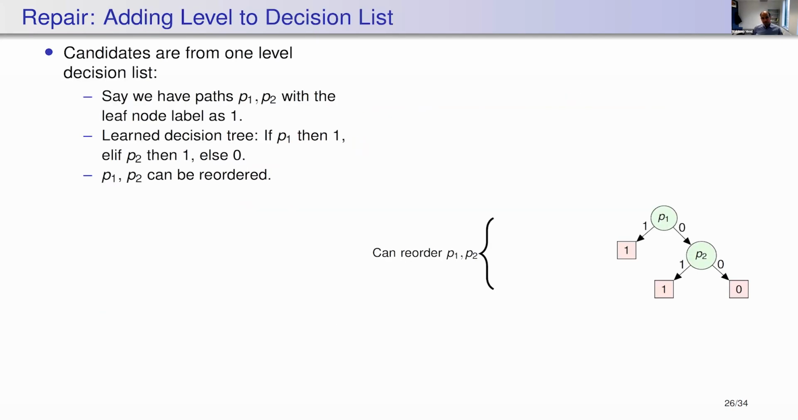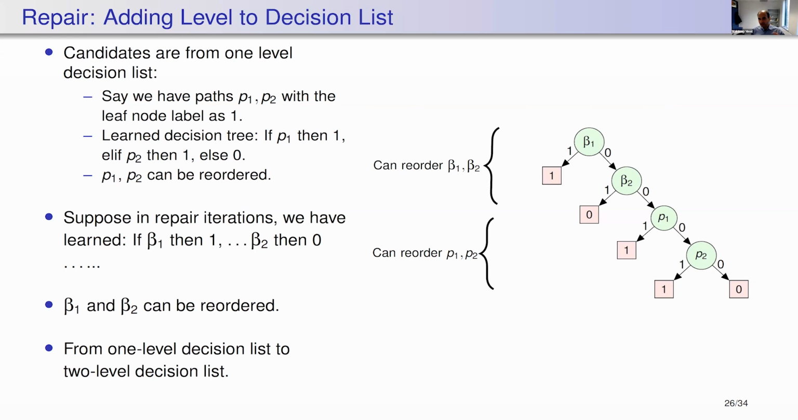So what is going on now? We started with a one-level decision list. Now we are doing additional repairs. They look of the form if beta 1, then 1, if beta 2, then 0. And it turns out on closer observation that each of these betas can again be reordered. So we went from a one-level decision list to a two-level decision list, which from a classical learning theory perspective, we know can express many more functions in a compact manner. So this is what the repair is really doing. It takes one-level decision list functions and is able to construct two-level decision lists, while making sure each of these betas is sound.